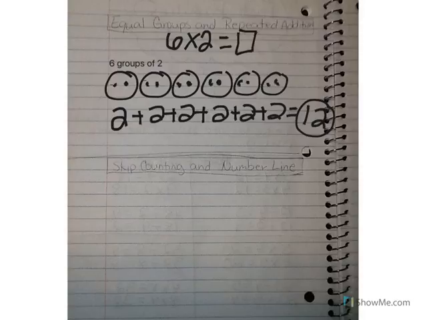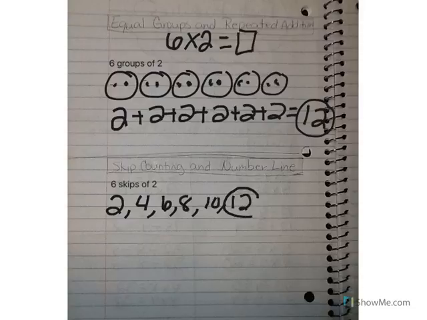So now going on to our skip counting. We should have seen that this fact represents 6 skips of 2. So I start with 2, that's 1 skip. 4, that's 2 skips. 6, that's 3 skips. 8, that's 4 skips. 10, that's 5 skips. And 12, that's 6 skips. 6 skips of 2 gives me the product of 12, just like my equal groups and my repeated addition also gave me the product of 12.